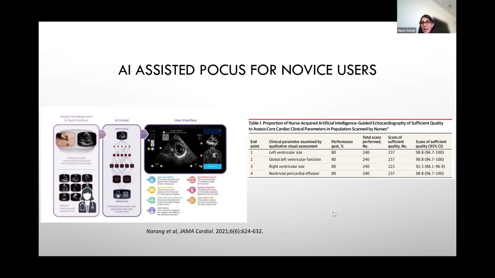And in this study, they had 8 nurses, so not sonographers, not even sonography students, not medical residents. These were just nurses who had no background experience and did a couple of days of training and then did about 30 echocardiograms. When these echocardiograms were then presented in a blinded fashion to cardiologists to determine if these scans were of sufficient quality, well over 90% of these images were diagnostic for left ventricular size and function, right ventricular size, and pericardial effusion assessment.